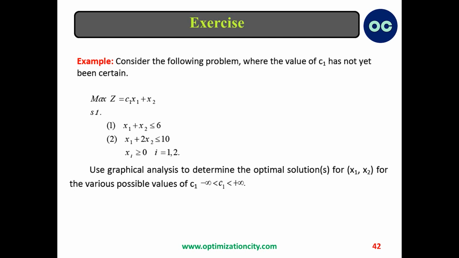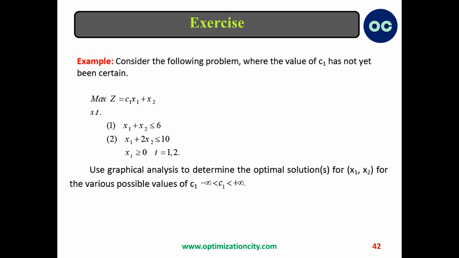Consider the following problem where the value of c1 is uncertain. This is an example of the sensitivity analysis which we discuss in a future course. In short, sensitivity analysis in linear programming involves examining how changes in the model parameters such as objective function coefficients, right-hand side values, and constraint coefficients can affect the optimal solution. This helps the decision maker evaluate the potential impact of changes in these parameters.